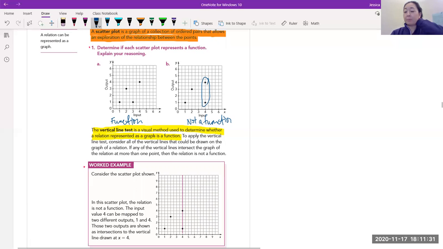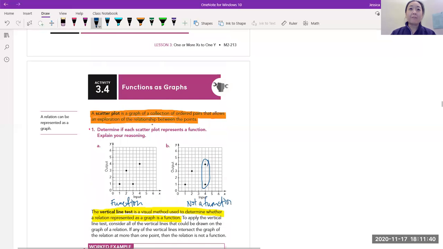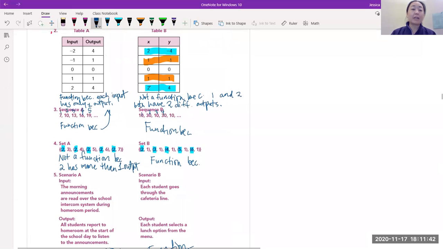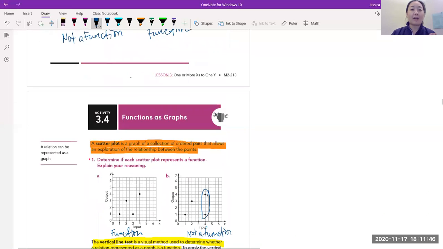You'll see this quite often, to check if it's a function or not a function. And you can only do this if it's a graph. Obviously, if it looks like this, you cannot do the vertical line test. That doesn't make any sense. You can't do this. Only for graphs, okay?